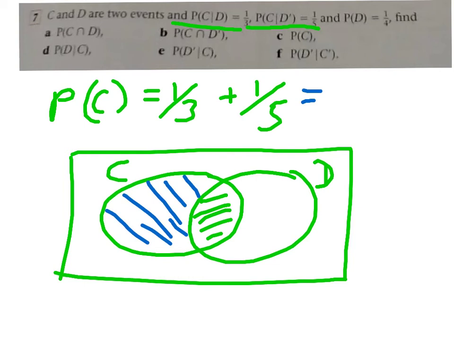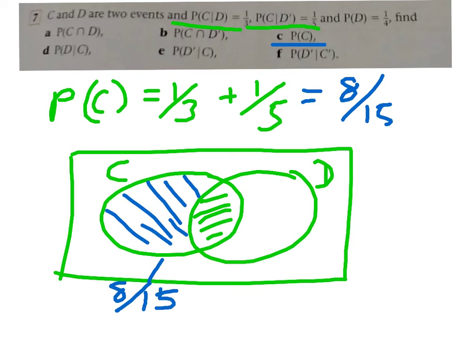Now a third and a fifth, I'll do a quick bit of cross multiplying here, and we're looking at 8/15 for that. Okay, now that doesn't answer any of the questions yet. What it actually does, it actually answers part C, because we're asked for the probability of C there. But I like the fact that I've got the 8/15 for C. So I can put 8/15 there, and I'll use that in the later part of the question.